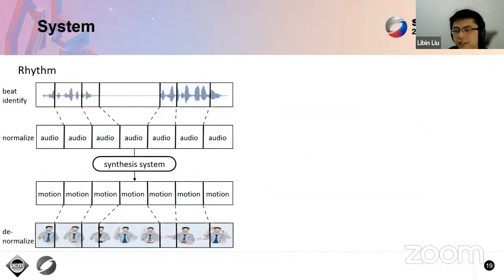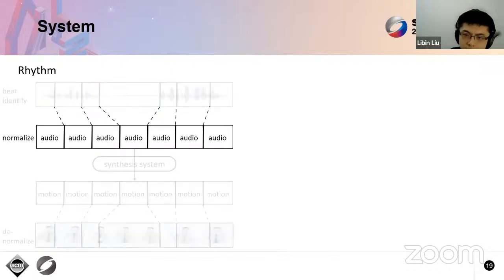So for the rhythm, the idea is very simple. We can talk in a single slide. We know that the input gesture, the input audio, has a changing pace. So we can use some simple techniques. For example, we can identify the onset of the audio input and use that as the indicator of the beat. Based on that, we can normalize the duration of the segmentation. We segment the audio based on the onsets and then normalize them into the same length.